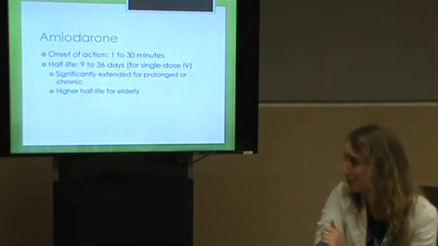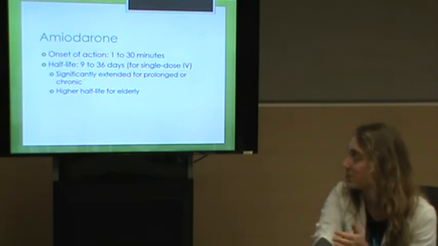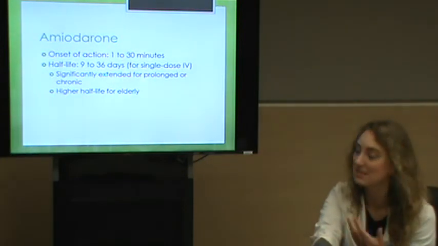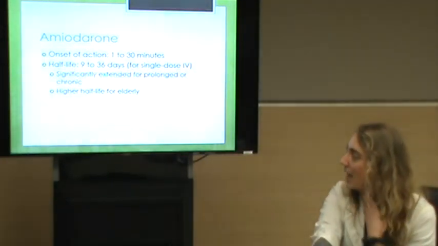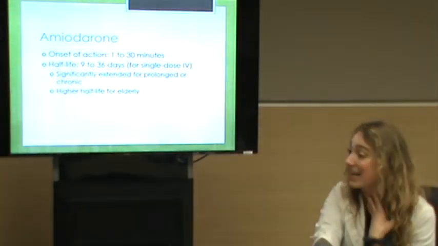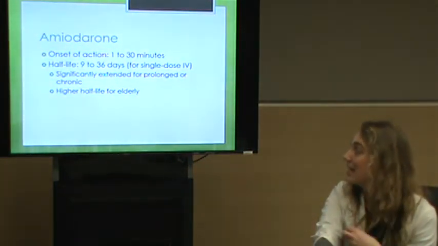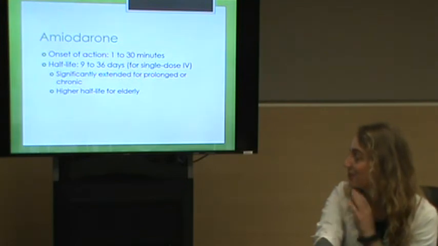It's pretty variable, so there's no correlation between younger patients having a quicker onset or older patients having a slower one. It's variable. Half-life is 9 to 36 days. Again, a very large range, so it is an extended half-life, and it's significantly longer for elderly patients.